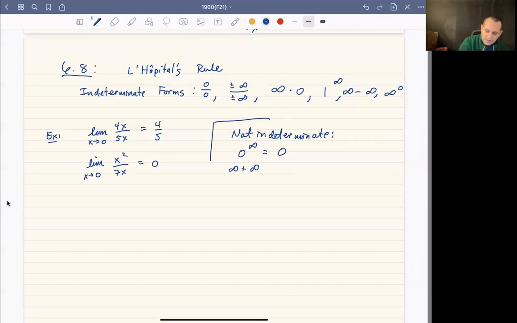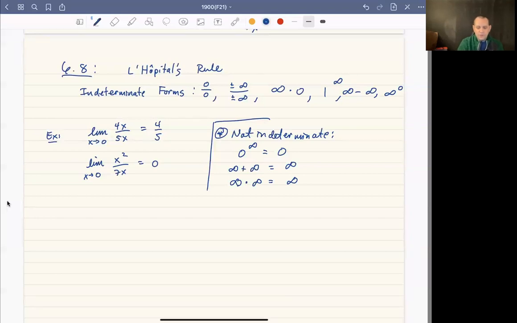Infinity plus infinity is going to be infinity. This is like the idea that if you have two large numbers and you add them together, you get another large number. Infinity times infinity, that's also going to be infinity. If you have two large numbers and you multiply them, you get an even larger number. So these are all examples of forms that are not indeterminate.